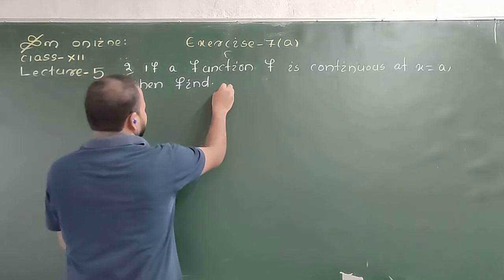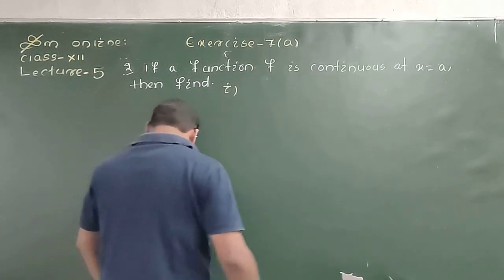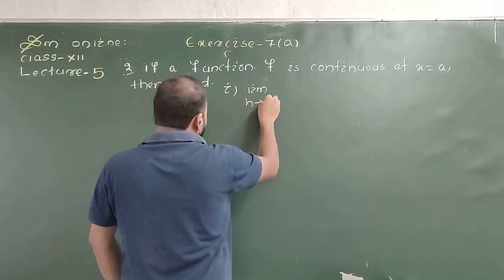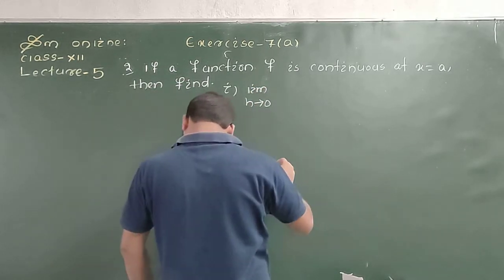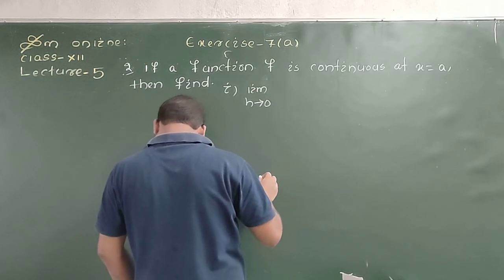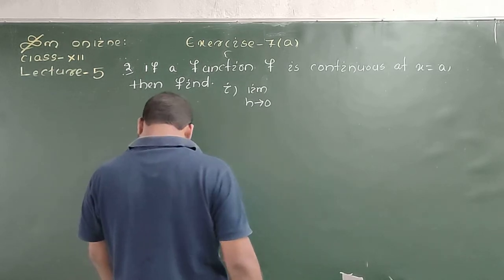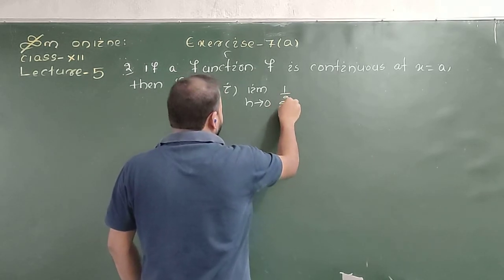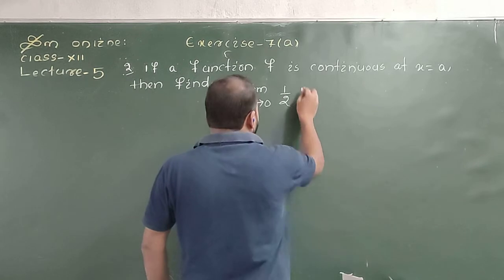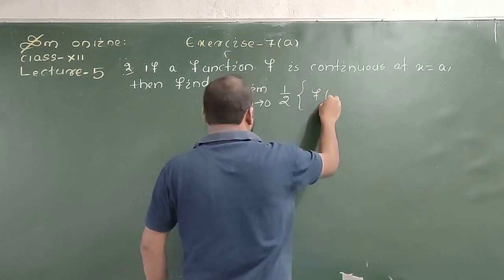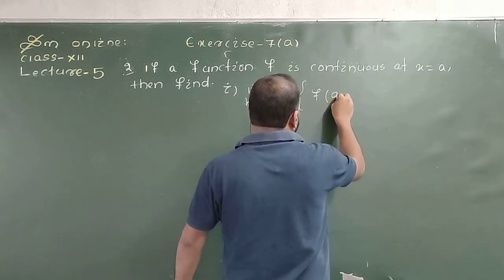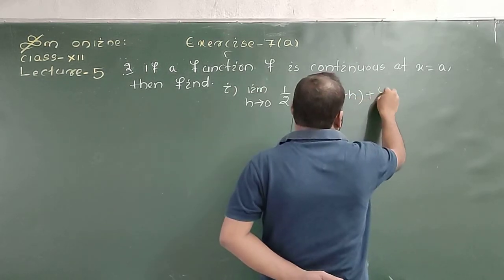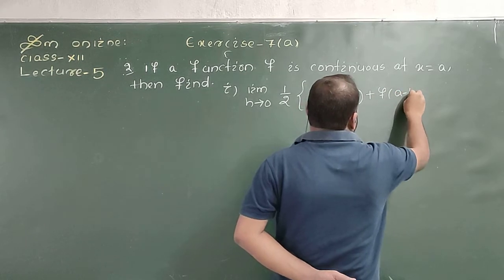The first question: limit h tends to 0 of half into f of a plus h plus f of a minus h.